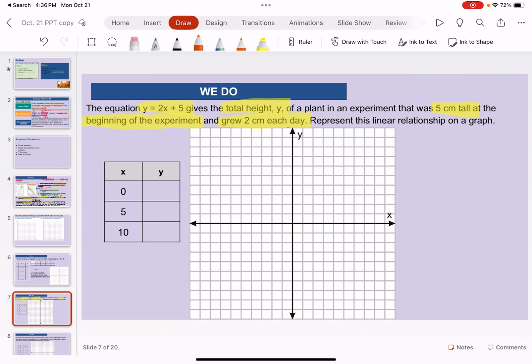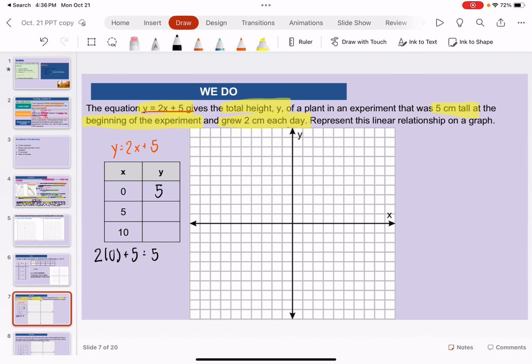So it already gives us the equation y is equal to 2x plus 5. Sometimes these problems are just going to give us the word problem. We have to start writing an equation, but this problem made our lives easier by giving us the equation. Okay, so we have x is equal to 0, 5, 10. So we have to plug in all those x values into the equation. So we're multiplying 2 times 0 and then adding 5 to that. So 2 times 0 is 0. 0 plus 5 is 5. So that means that when x is 0, y is 5.